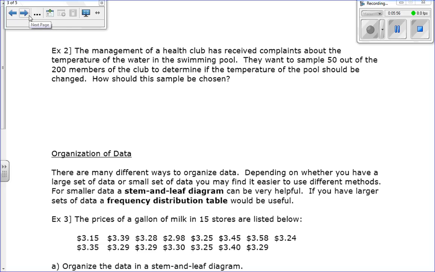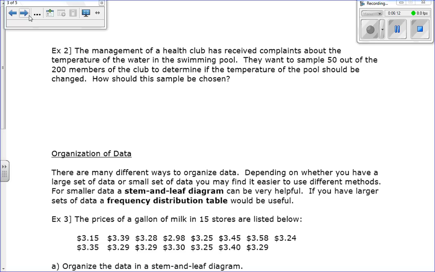Example number 2: the management of a health club has received complaints about the temperature of the water in the swimming pool. They want to sample 50 out of the 200 members of the club to determine if the temperature of the pool should be changed. How should this sample be chosen?